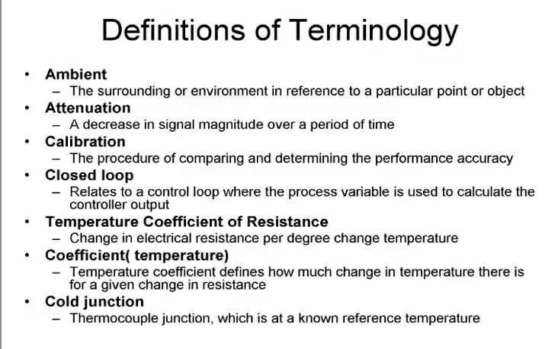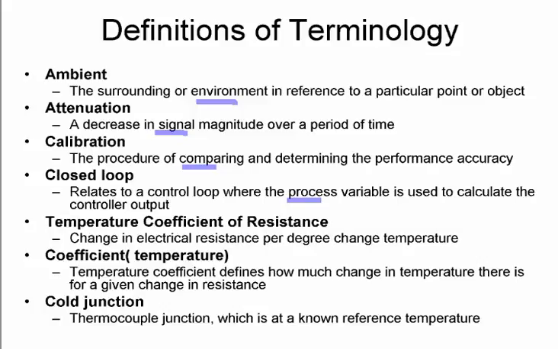Then just a lot of definitions in terms of terminology. Ambient is your surrounding environment, reference a particular point. Attenuation is a decrease in the signal magnitude, can be over a period of time. Calibration is comparing and determining the performance accuracy. Closed loop is where the process variable is used to calculate the controller output.